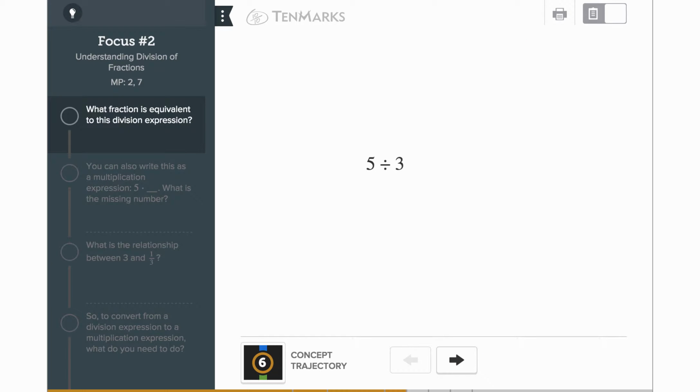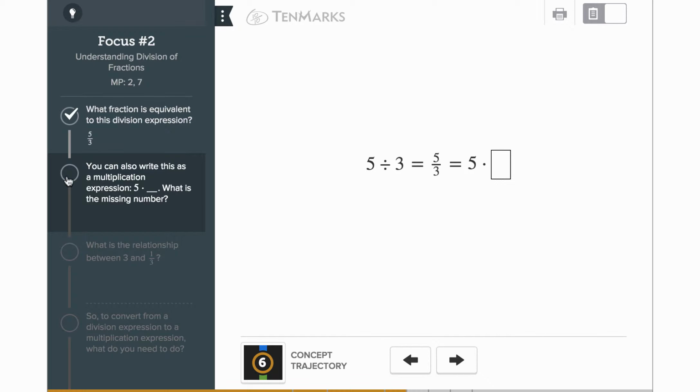Here, in the second focus lesson of 6NS1, Question 1 asks students to write a division expression as a fraction, which draws on prior knowledge from 5th grade. Another example of utilizing prior knowledge is in Question 2. Here, the concept of writing a fraction as a whole number times a unit fraction is addressed, which was first learned in 4th grade.